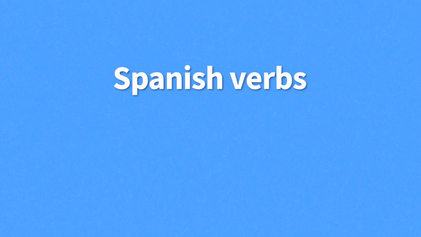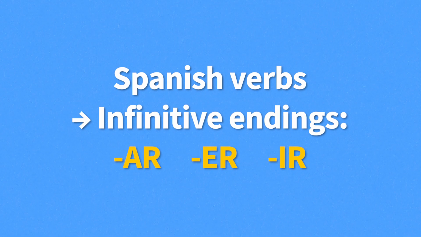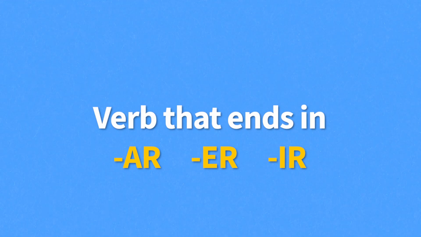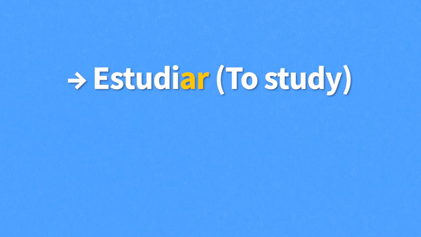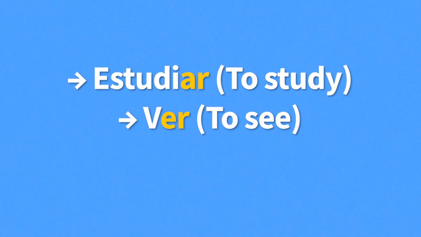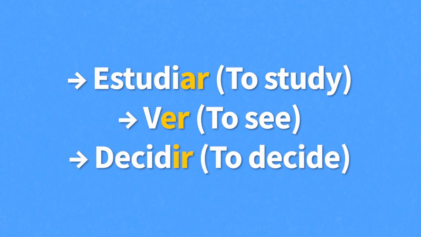Comencemos! You can classify all Spanish infinitive verbs in 3 different categories: the verbs that end in AR, ER, or IR. So when we say AR verbs, ER verbs, or IR verbs, we simply mean a verb that ends in AR, ER, or IR. For example, the verb estudiar, to study, the verb ver, to see, or the verb decidir, to decide.